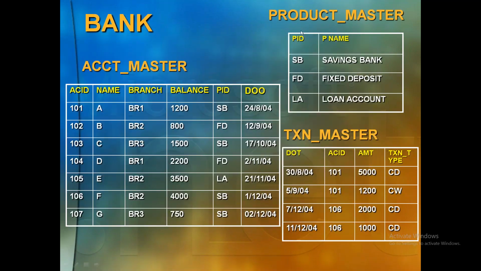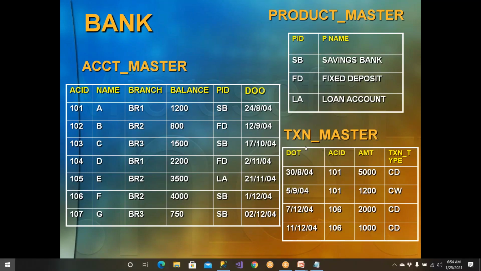For example, product master table and transaction master table. Is there any common column to join these two tables? The answer is no. Product ID, product name. Here you don't have any product ID or product name. So product master table and transaction master table cannot be joined. Am I clear?